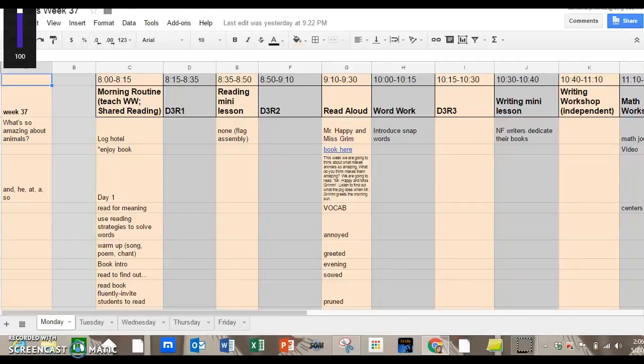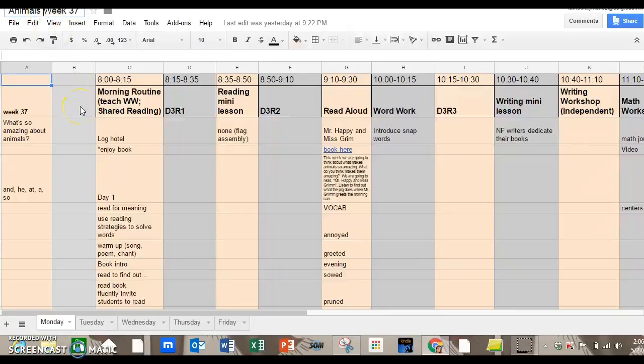Today I'm going to talk a little bit about how I use Google Sheets to do my weekly planning. So here is this upcoming weekly plans that I have, and you can see in the top left corner I have the unit name, animals, and then the week of school. We are in week 37.